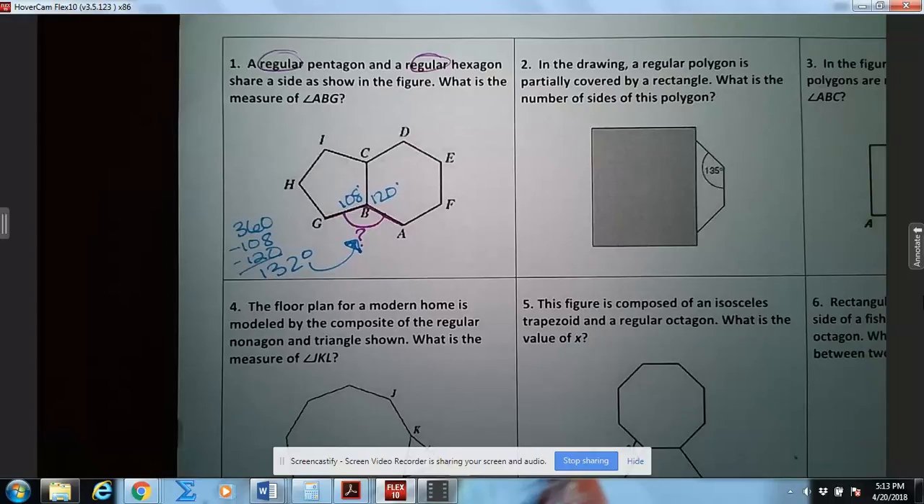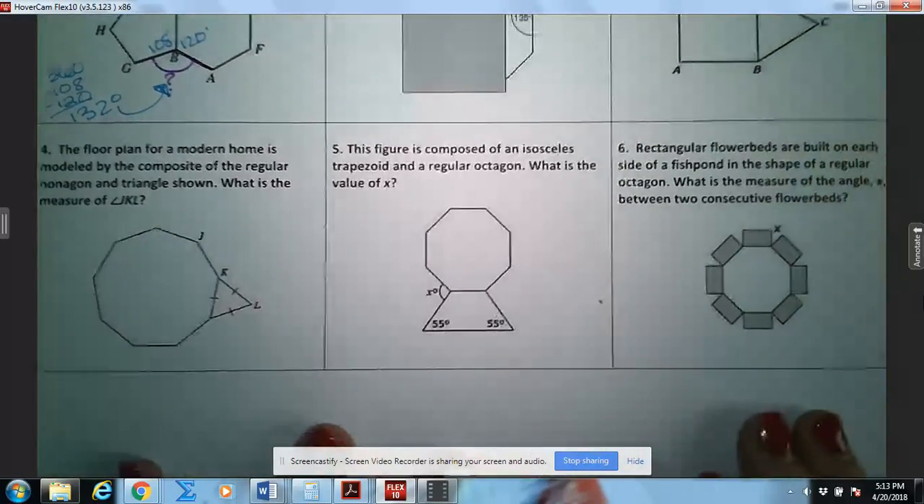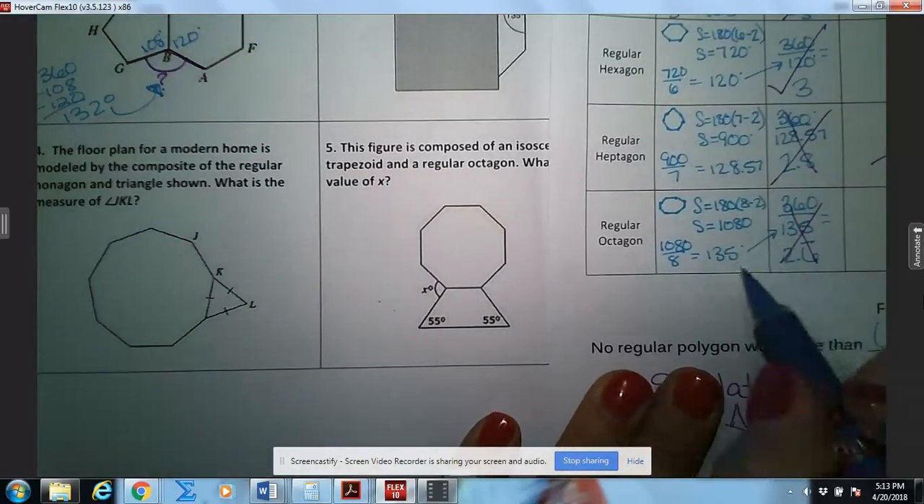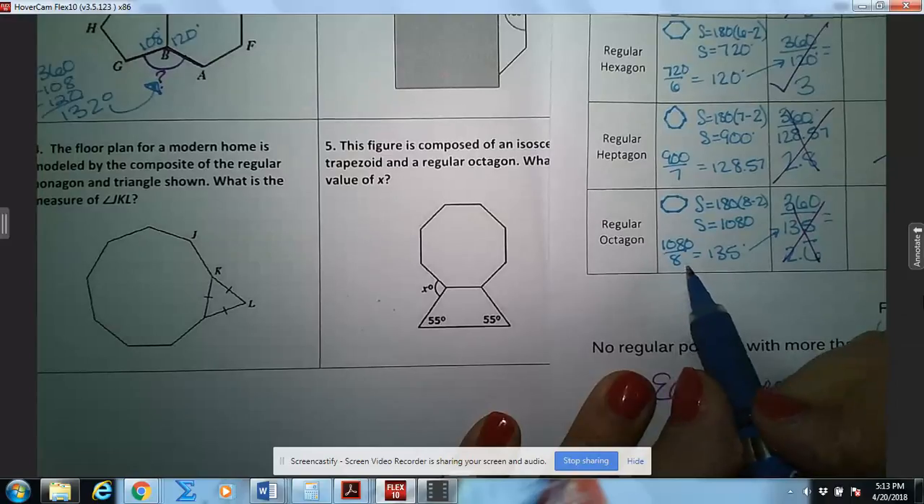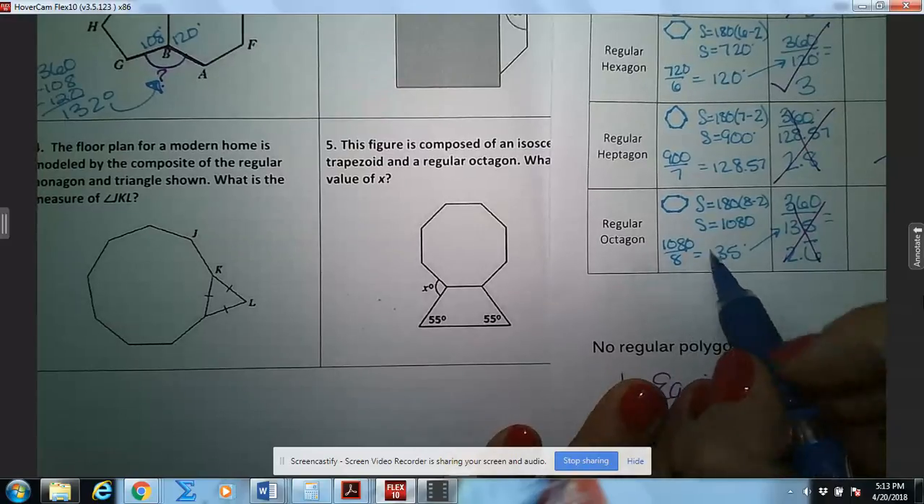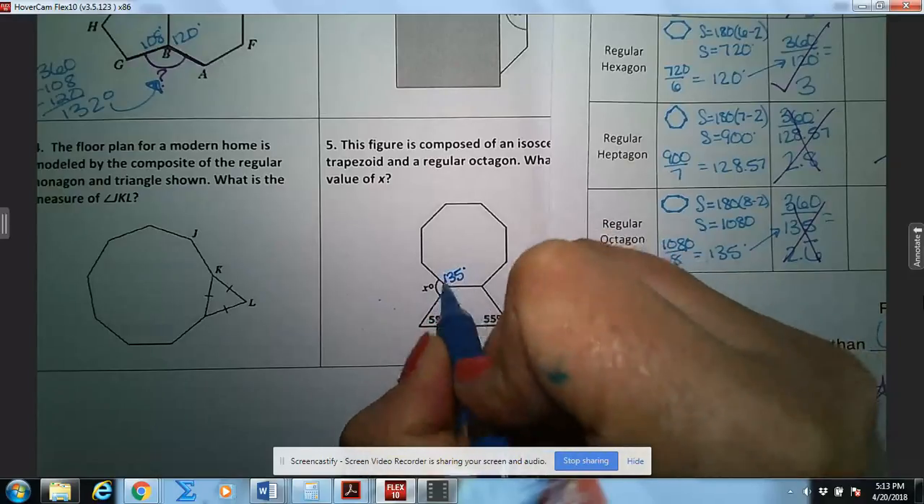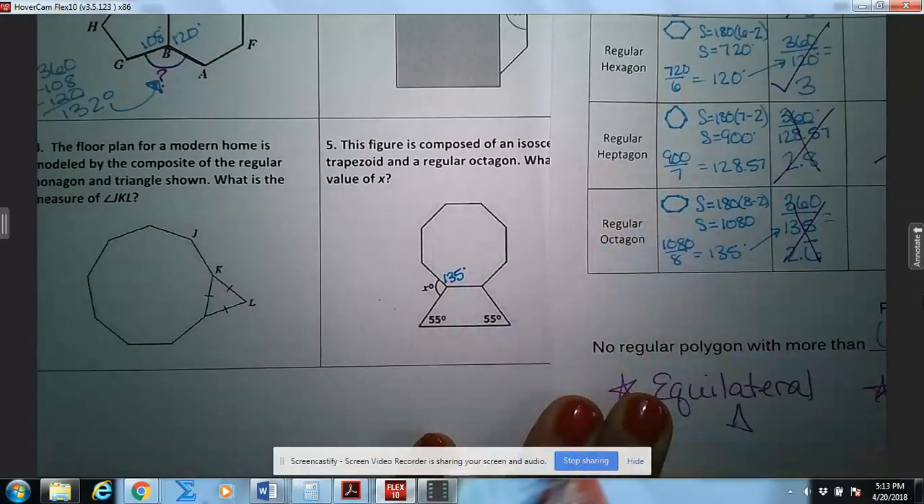Let's try one more. Let's skip down here to number 5. In this figure, it's composed of an isosceles trapezoid, a regular hexagon, and a regular octagon. What's the value of x? Okay, well, grab your paper, flip over and look at the other side. We just did the work for a regular octagon. A regular octagon has an interior angle measurement of 135. So all of these interior angles of the octagon all the way around are 135.